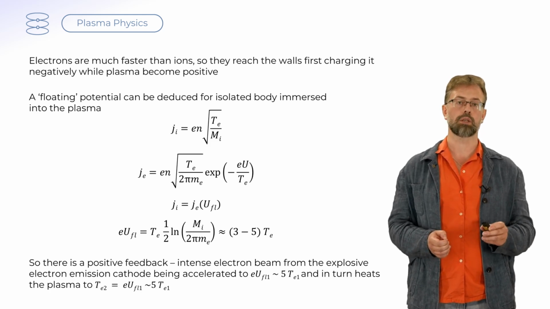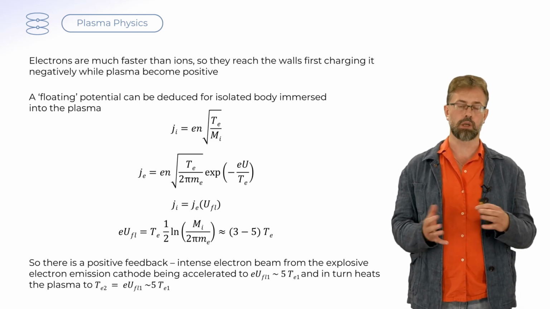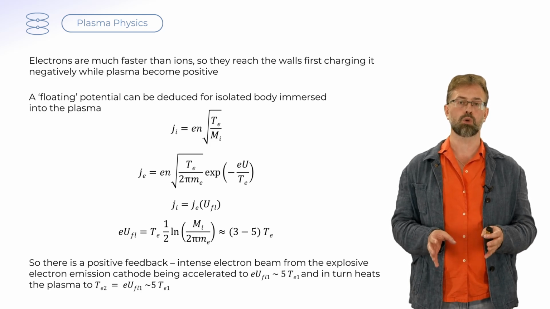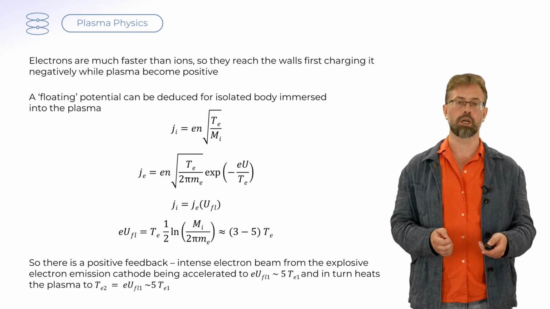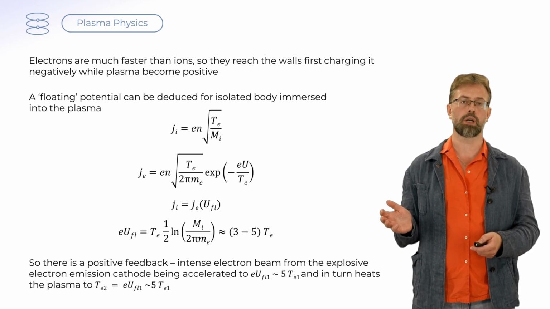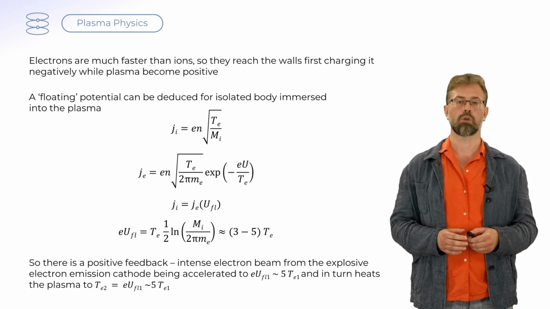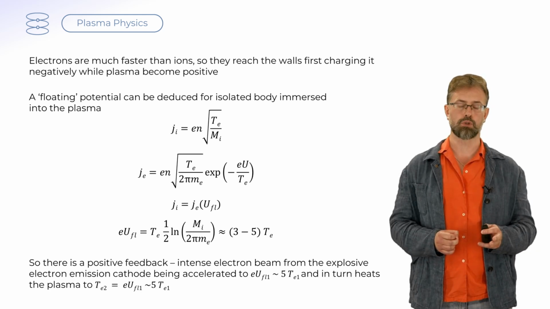If you embed an isolated body into the plasma, or immerse plasma into some chamber, the wall will be at a so-called floating potential. This floating potential can be deduced from equality of two fluxes of ions and electrons, written here. And it is approximately about 3 to 5 electron temperatures. For the metal plasma from the previous slide, it is about 5 temperatures.